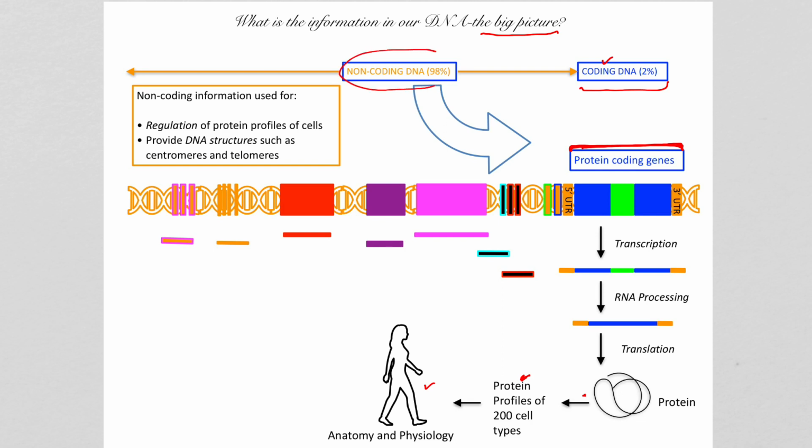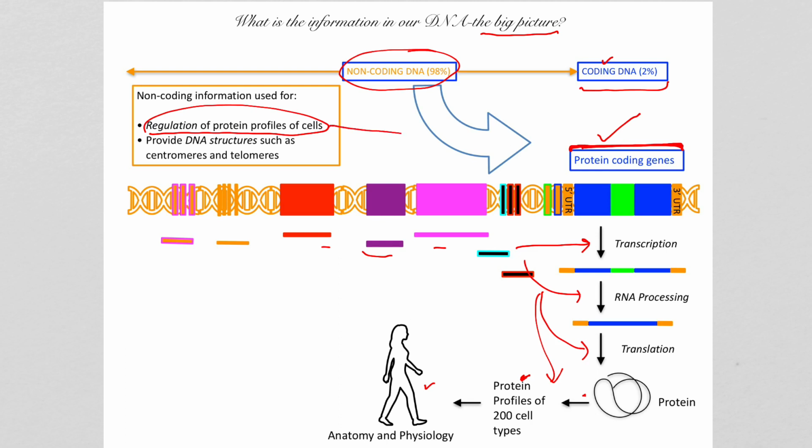The remaining 98% is used to regulate the protein profiles of cells. So the remaining information makes all kinds of RNAs, and these RNAs can regulate at the level of transcription, RNA processing, translation, or all different steps of protein processing and so on. Okay, so basically this is what our important information is. The rest of the information is used to regulate our protein profiles.